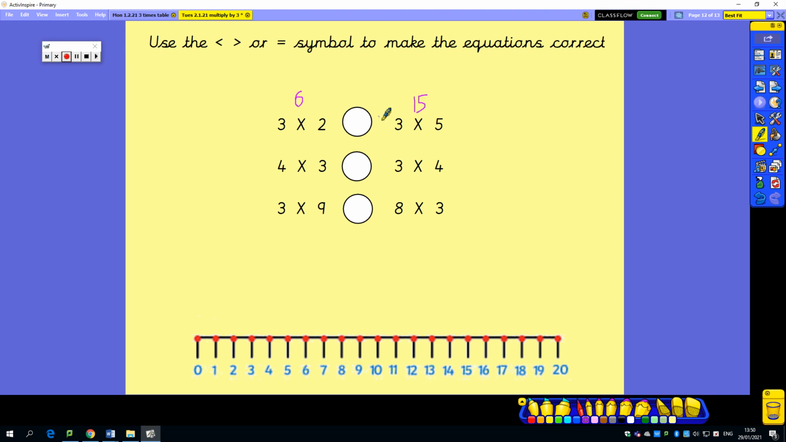So now we can think about which side is greater than the other side. We know that 15 is greater than 6, so we use that symbol. Pause me and have a go at the other two.